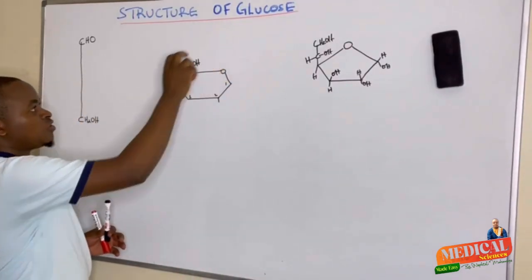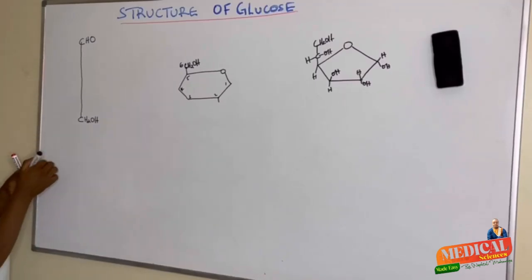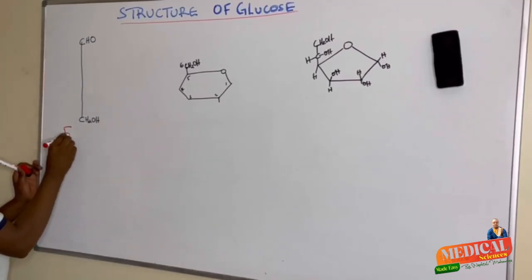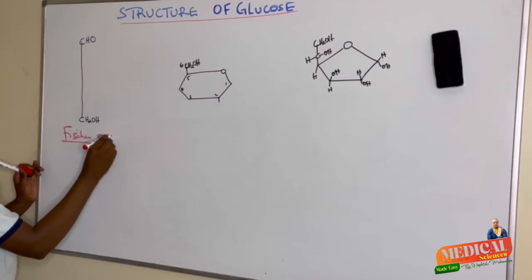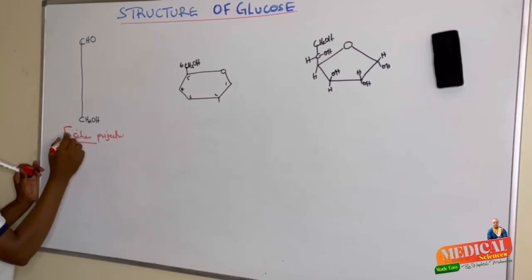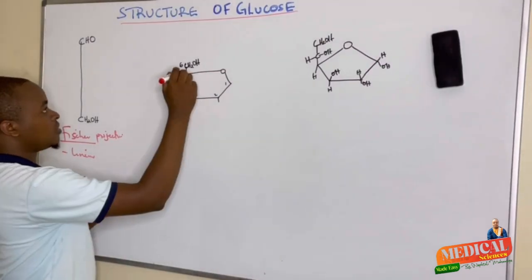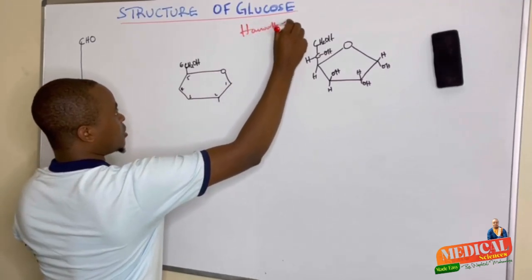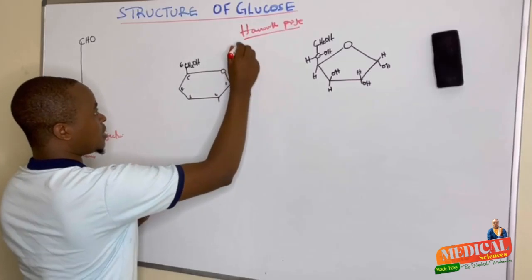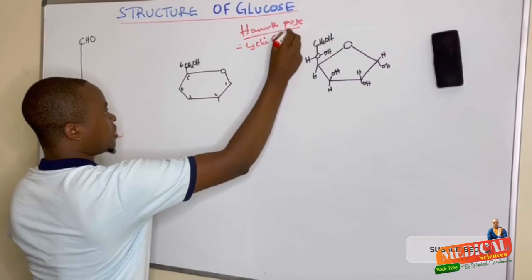And the structure of glucose, according to Fischer projection, said that glucose is a linear structure. Whereas the Haworth projection says that glucose is a cyclic structure. It is cyclic, or it is a ringed structure.